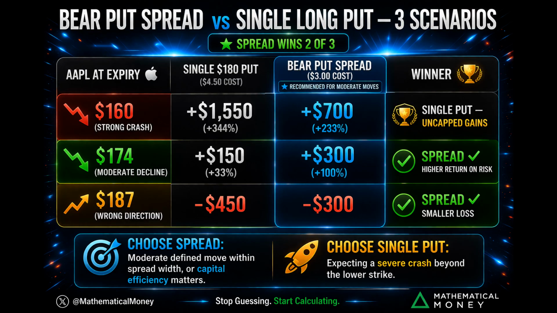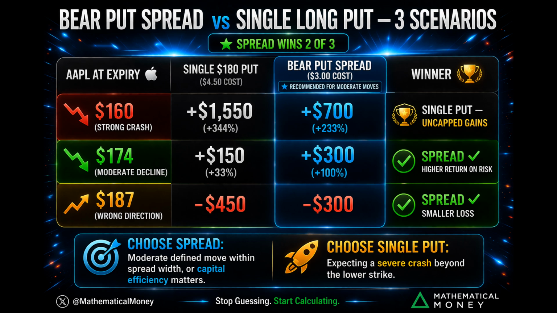Bear put spread versus single long put. When does each win? The spread wins on a moderate, defined move. If Apple falls from $182.50 to $174, a moderate $8.50 decline, the single 180 put produces a profit of $150 on a $450 investment, 33%. The bear put spread on the same move produces a profit of $3 on a $3 investment, 100%. Same underlying, same move, same direction. The spread wins decisively on return on risk for moderate moves.